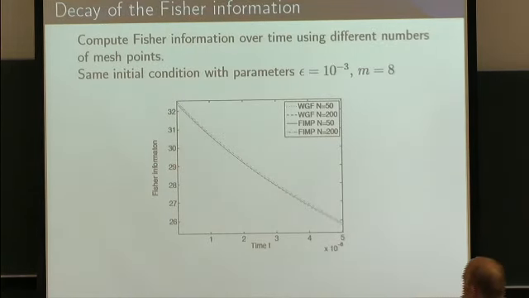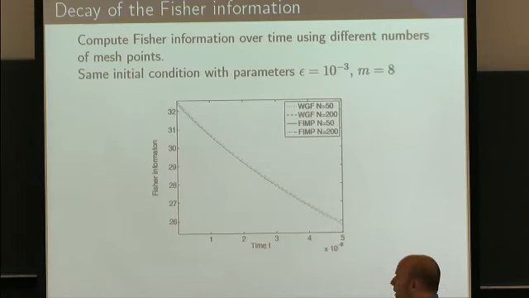Of course, the equation should also display the Fisher information. So we also computed the Fisher information from these discrete solutions. And we just compared now the most favorable or interesting schemes, this Wasserstein gradient flow scheme and the fully implicit scheme.